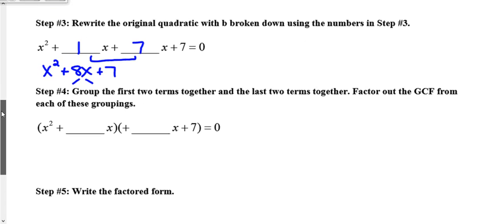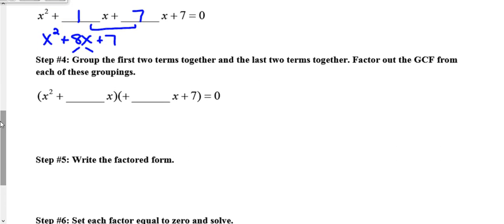So I'm going to carry down those numbers to this next step. So here's 1x and 7x. And notice what's different in step 4 is that we're using parentheses to group the first two terms and the last two terms together. So let's look at these first two terms. x squared and 1x. We're going to look for the greatest common factor. So meaning, what can I divide both of those numbers by? I can divide them both by x. And when I do that, I'm left with x plus 1.